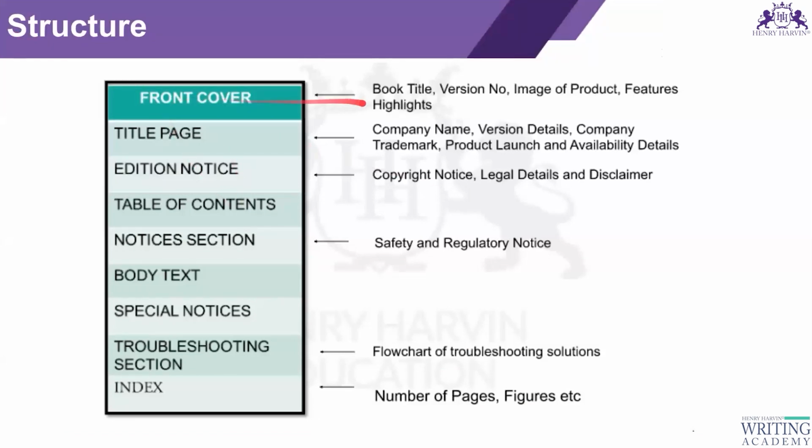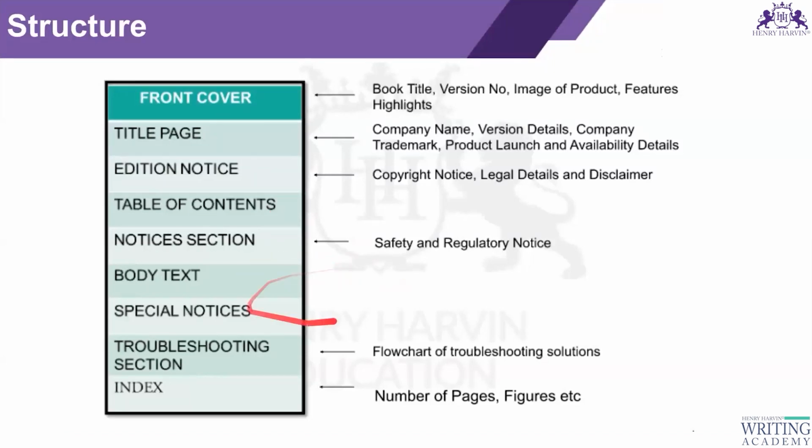Okay, right. So the structure: you have the front page, the title page, the company name, the version, the copyright details, all of that. Then the table of contents, so basically what is going to be covered. Then safety and regulatory notices would be there. For example, a basic one would be don't expose your phone to direct sunlight, right? In very rare cases their phone might explode or whatever, but they want to be on the safer side. So the safety and regulatory notices should be there for every single product.